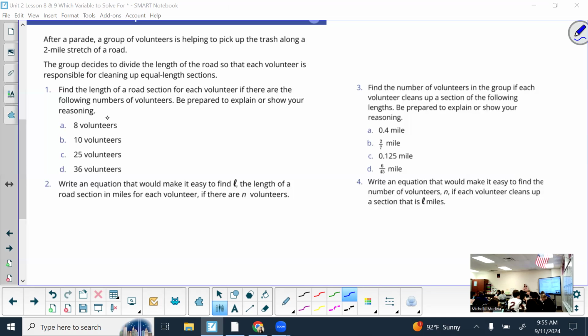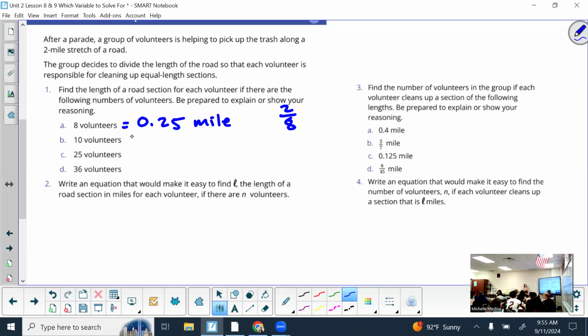If I only had 2 miles of road to clean, then splitting it up evenly would not result in everyone cleaning 4 miles each, right? So whatever answer I get should be smaller than what? Okay, good. So if there's 8 volunteers, they're each cleaning 0.25 of a mile. The math that we did was 2 divided by 8, right, because we're splitting 2 evenly between 8.